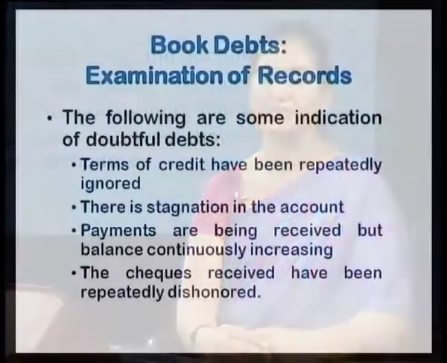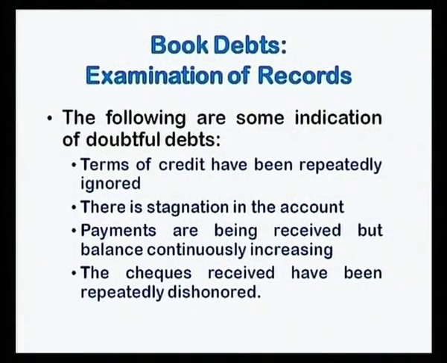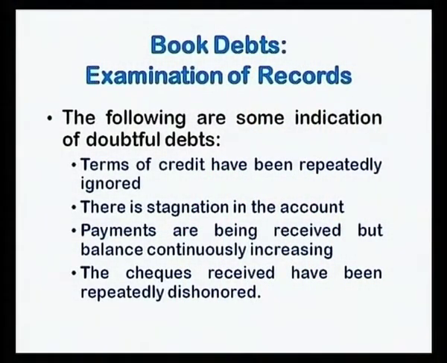Secondly, there is a stagnation in the account. That means there is no activity occurring in that account. There are no purchases and no creation of more debits. Then, payments are being received but the balance is continuously increasing, which means payments are received in very small amounts, but the credit sales are in a lump sum. Hence, the balance will grow continuously.